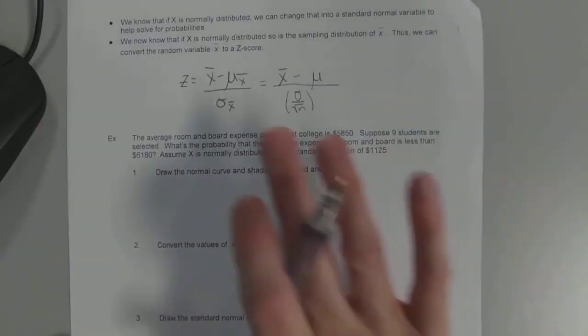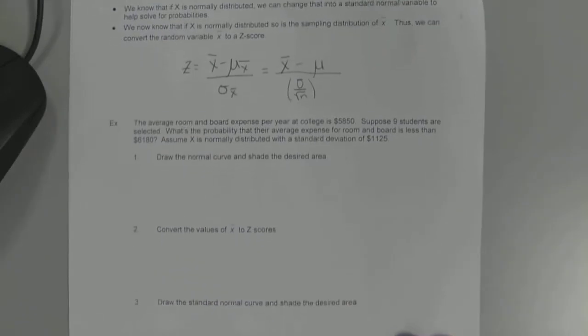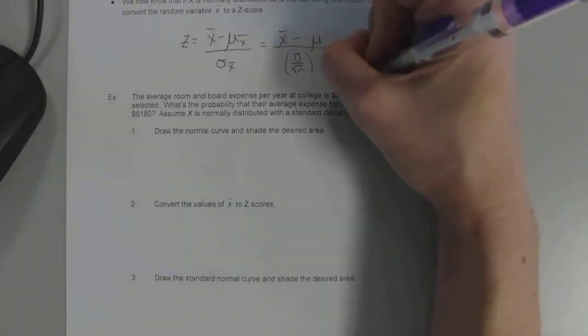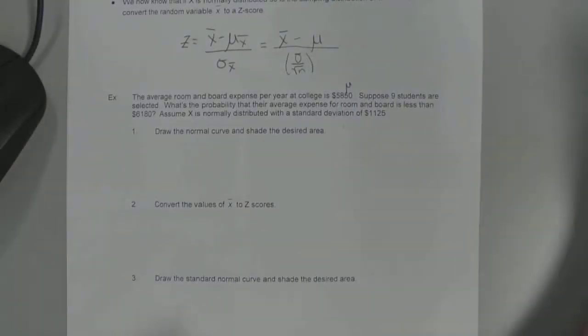Okay, so let's see what's going on. Let's read this problem and see if I can make this formula make sense to you. It says the average room and board expenses per year at a college is $58.50. What can I label that still as? Mu. Suppose 9 students are selected.